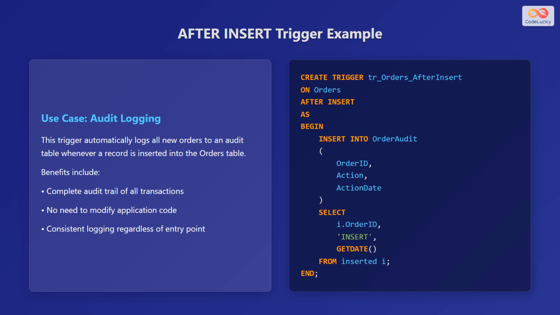The code begins with create trigger tr_orders_after_insert on orders after insert. Then, inside the begin block, an insert into order_audit statement adds a new record with the order ID, the action which is insert, and the action date. The data is selected from the inserted table, which is a special table that contains the newly inserted rows.